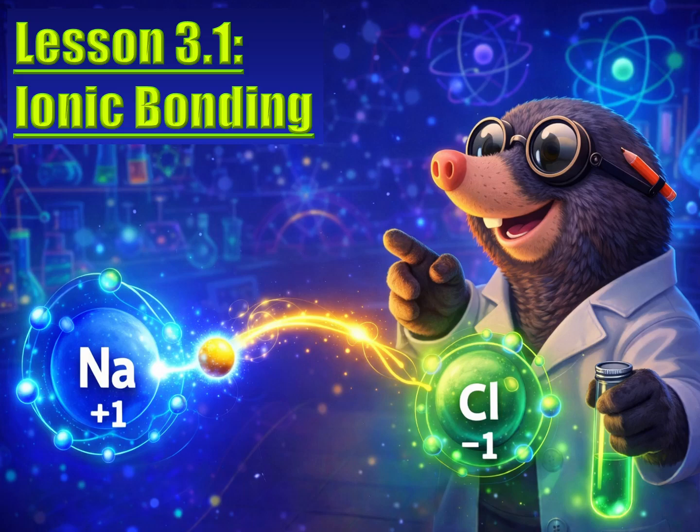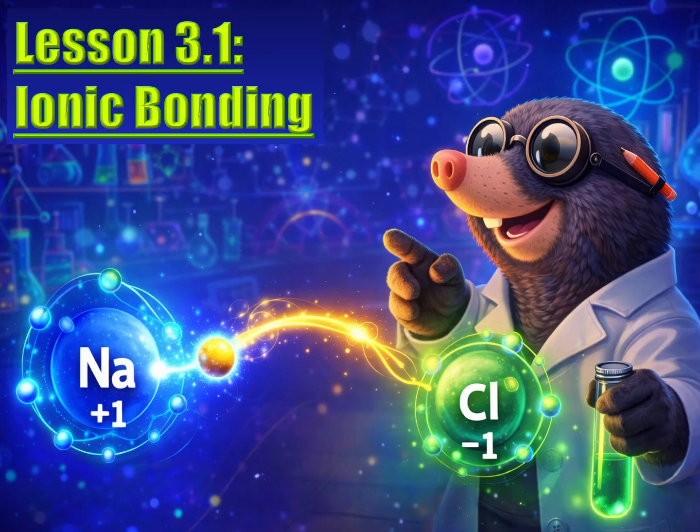In this lesson, we're going to begin our study of ionic bonding, one of the three major types of chemical bonding. Up until now, we've spent a lot of time talking about atoms, their structure, their electrons, and how we can predict their behavior from the periodic table. Now we're going to shift our focus slightly and ask a very important question. What happens when atoms interact with each other?